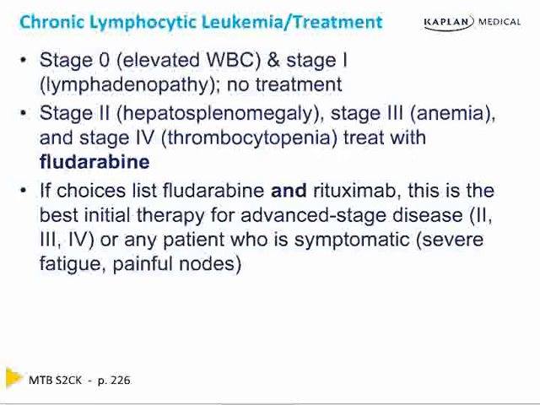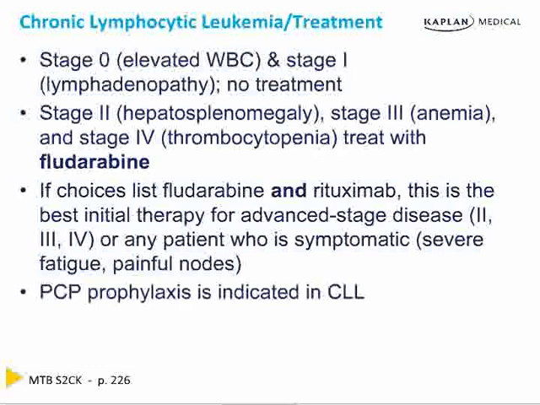Remember, any patient who's symptomatic with severe fatigue and painful nodes must be treated. The most common wrong answer is mistaking advanced disease for early disease and saying no treatment. They present an old guy, a 75, 80-year-old man with advanced stage disease, and because he's older, students say no treatment. Not correct. If it's advanced stage disease with anemia, thrombocytopenia, big spleen, or if they're symptomatic, they must be treated.